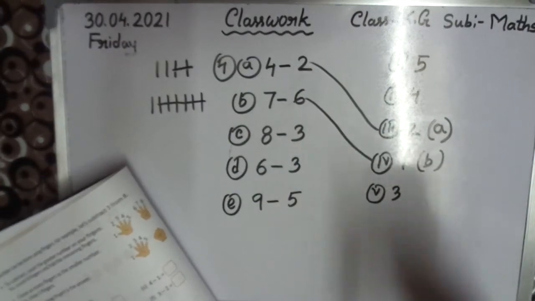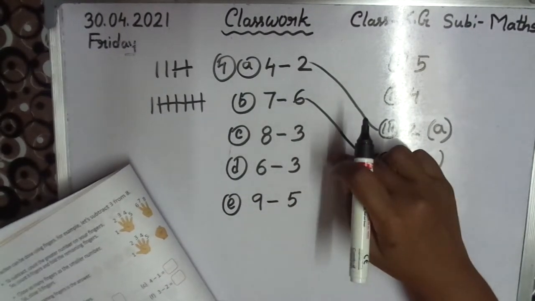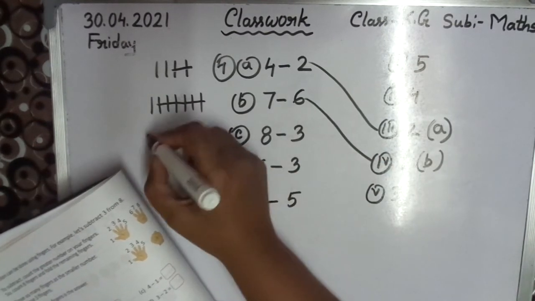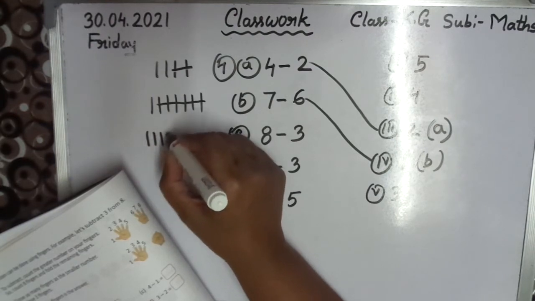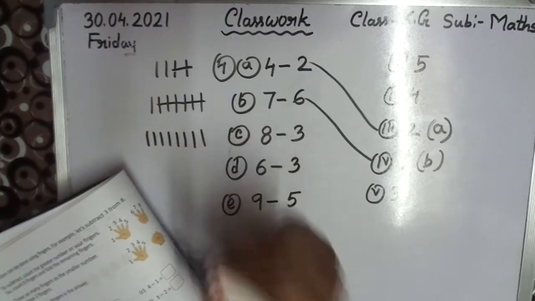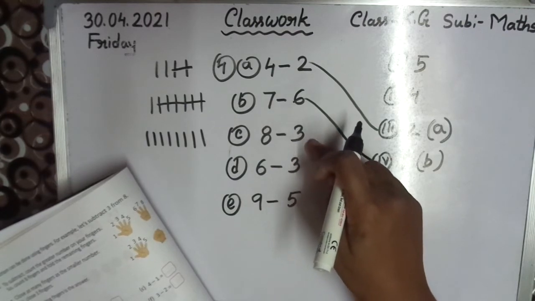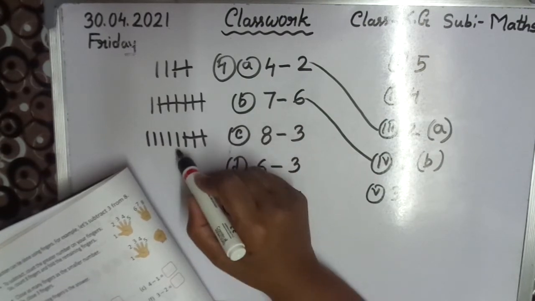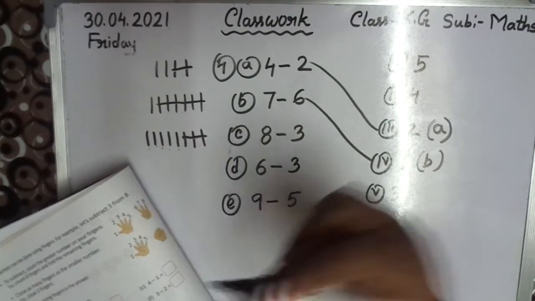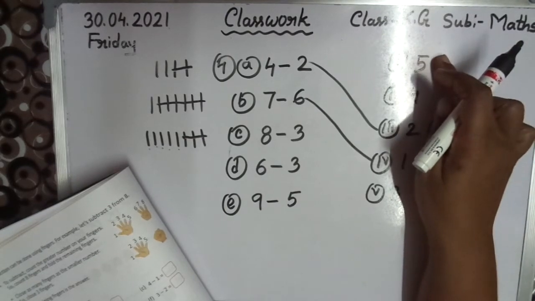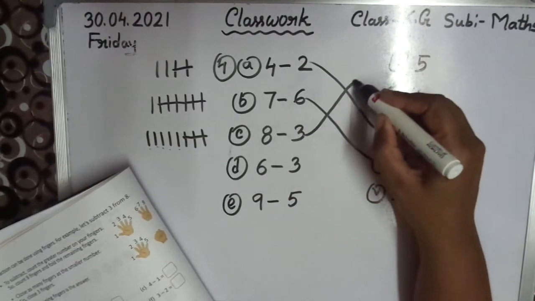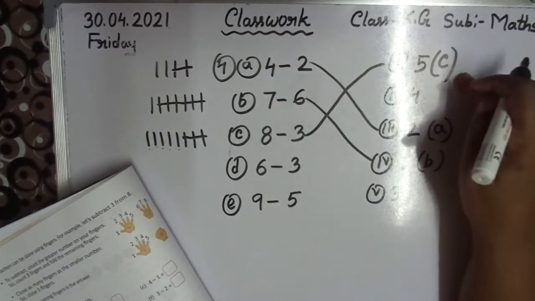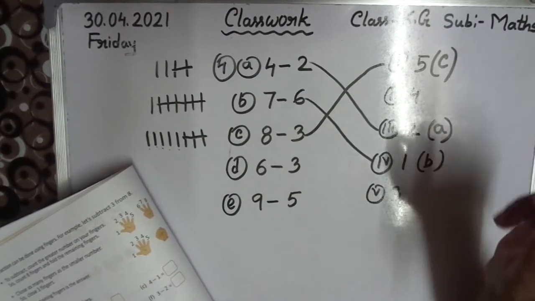Next C. 8 minus 3. See the question first. 8 minus 3. So draw the lines first. 8. 1, 2, 3, 4, 5, 6, 7, 8. Now 3 minus 1, 2, 3. Now you count, children. 1, 2, 3, 4, 5. So where is 5? Yes, first one. This is the C answer. So you write here C.